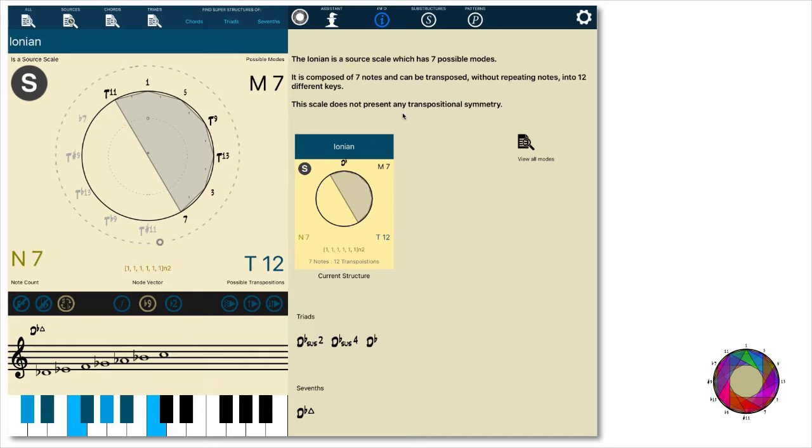Okay, so the Ionian scale is one of the main scales, which we call source scales. This is, of course, an arbitrary definition. Source just means the mode of the scale that is most often used. And it is represented in the structure card by this S here. We can browse all the modes of the Ionian scale by rotating the inner wheel in the main circle.